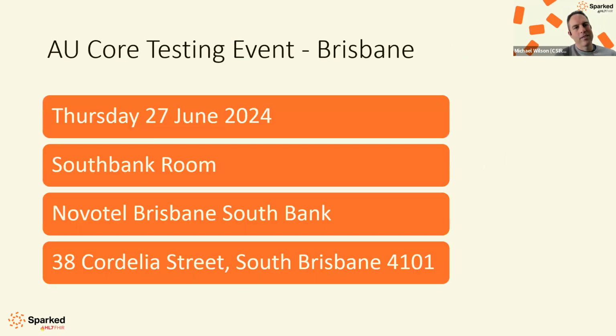So where is the event? It's next Thursday, 27th of June. We're at the Novotel Brisbane South Bank in the South Bank room. It's at 38 Cordelia Street, South Brisbane. In the Novotel, there will be some signage in the foyer which will say Spark and should point you in the direction of the South Bank room. But if you can't find it, certainly ask someone at reception and they'll point you in the right direction.